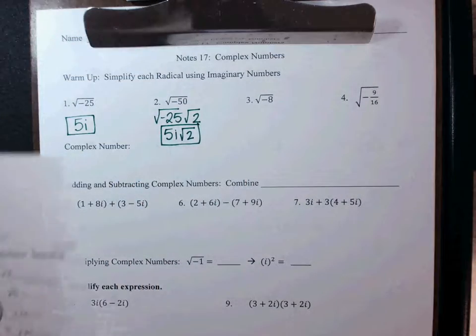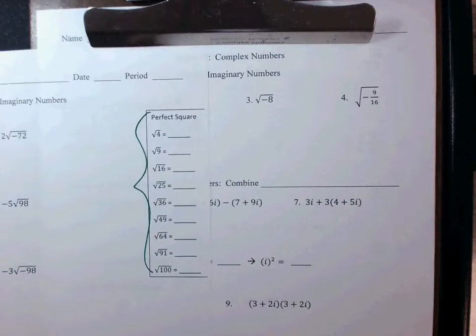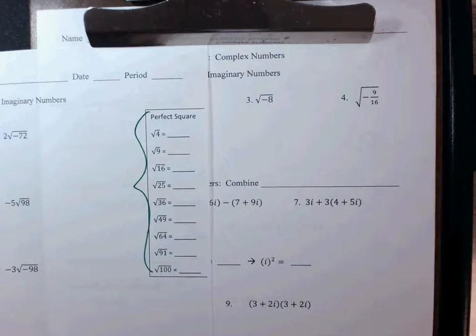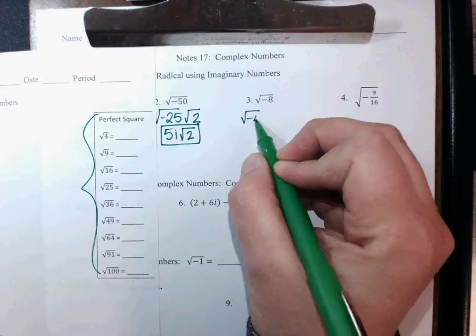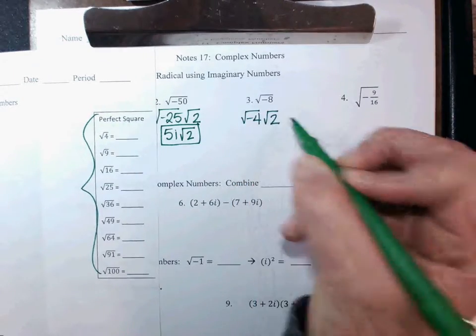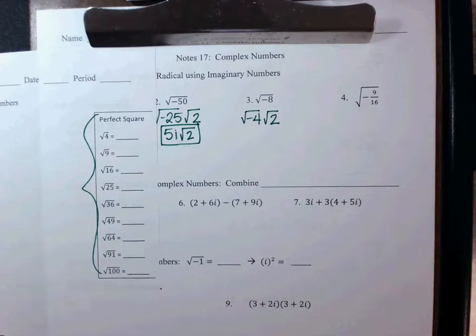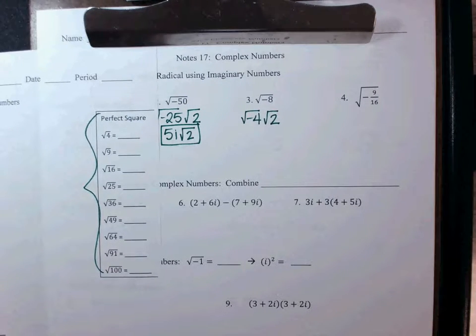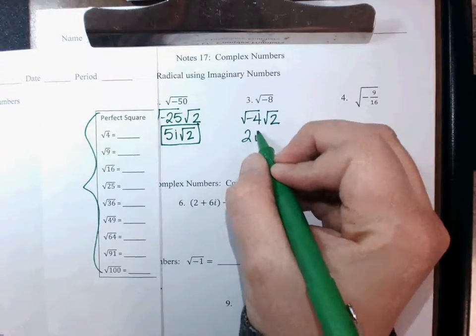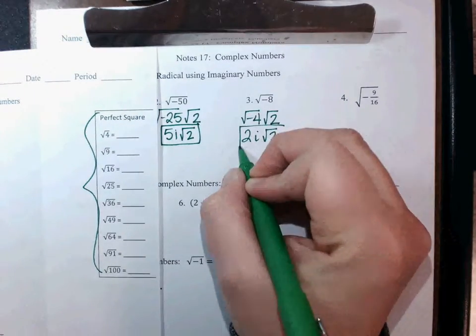Next one. I'm going to sneak my list over here in the corner. Okay, 8. What can 8 divide by that is a perfect square? Negative 4 times what? Negative 4 times 2. And then what's the square root of normal 4? 2. So the square root of negative 4 would be 2i. 2i, and the square root of 2 stays inside.